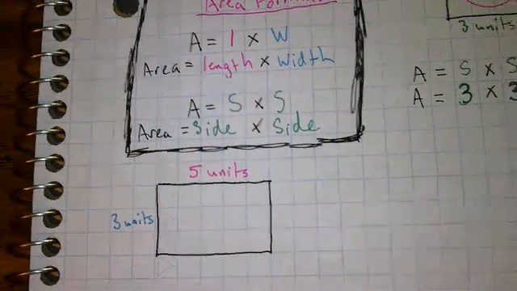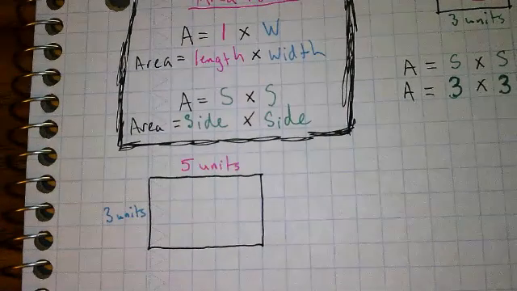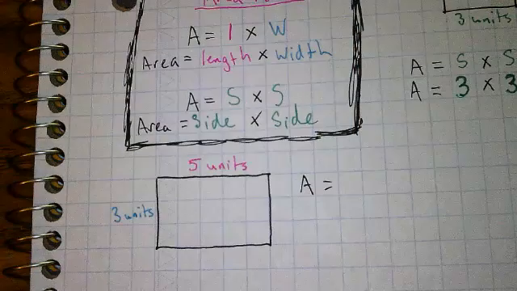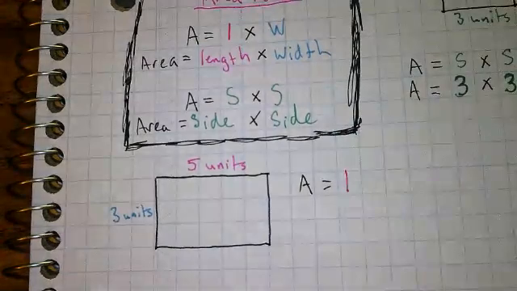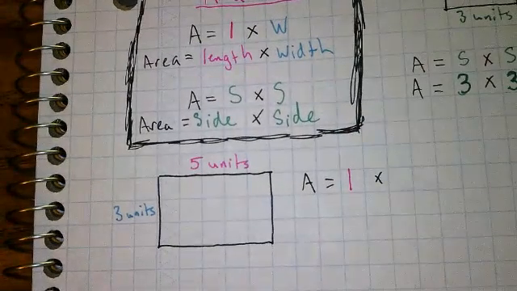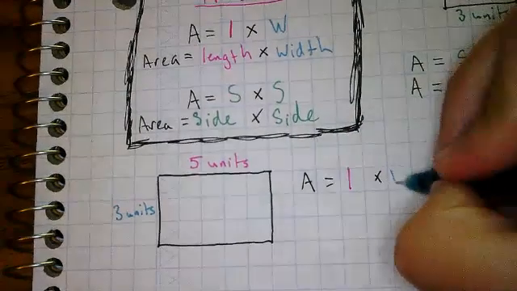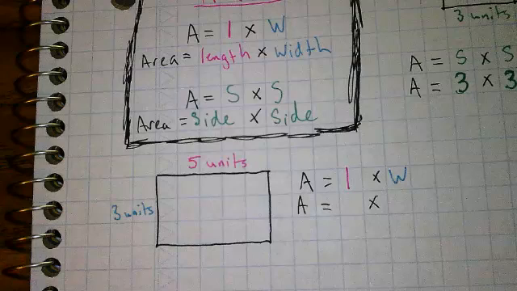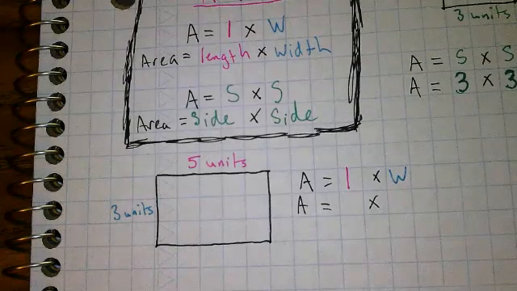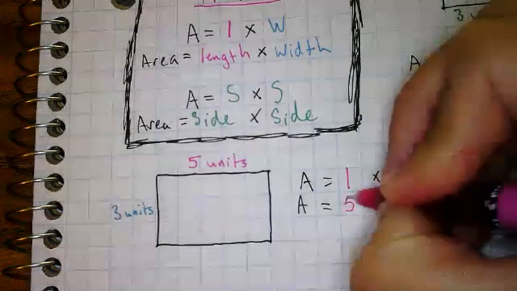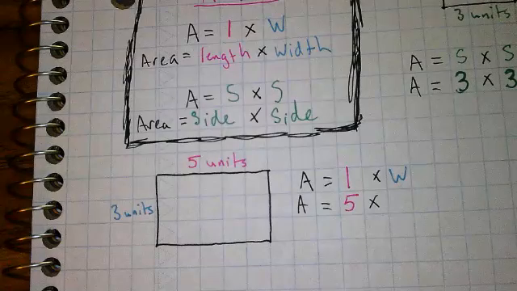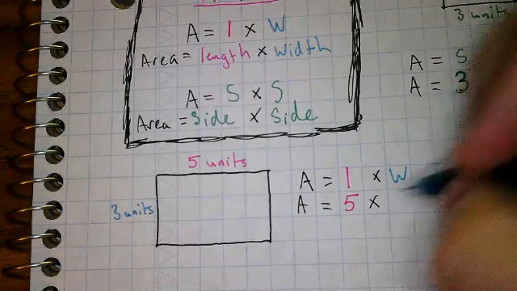Okay? So, I'm just going to fill out my formula. My formula was A equals length times width, right? So, I'm just going to fill in those numbers. What was my length? Charlotte? 5 units. What was my width? Someone hasn't answered me yet. Everly? 3 units.